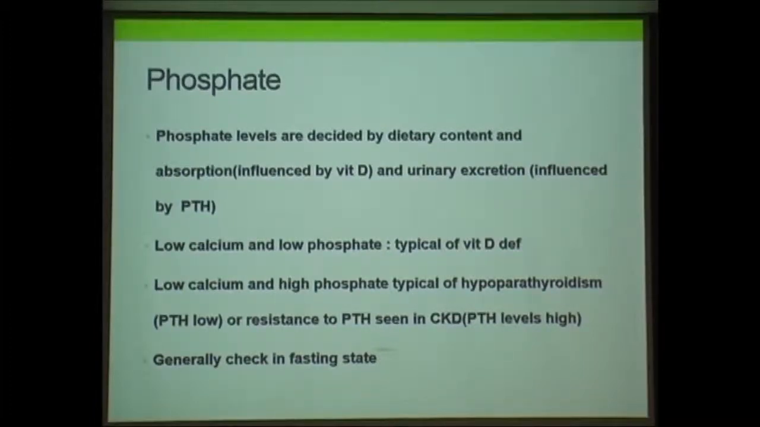What about phosphate? Phosphate levels are to a large extent decided by one, dietary content, and two, urinary excretion. Dietary absorption is dependent on vitamin D and urinary excretion is dependent on PTH. So phosphate is a very important molecule if you want to understand why there is a low calcium or why there is an abnormality of calcium in the first place. So what typically will happen is, if you have low calcium and low phosphate, what does it mean? You are typically dealing with a vitamin D deficiency, because vitamin D absorbs both calcium and phosphate. If both are low, you are typically dealing with a vitamin D deficiency. But if calcium is low and phosphate is high, it is either hypoparathyroidism or it is chronic kidney disease. So these combinations, it's worthwhile remembering.